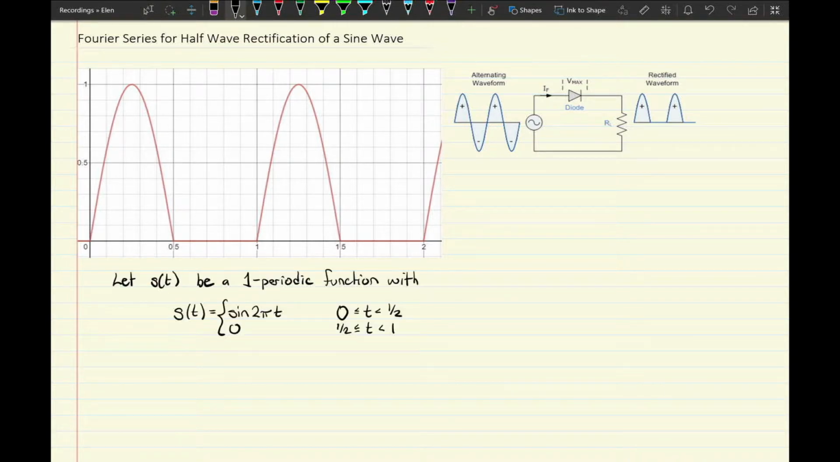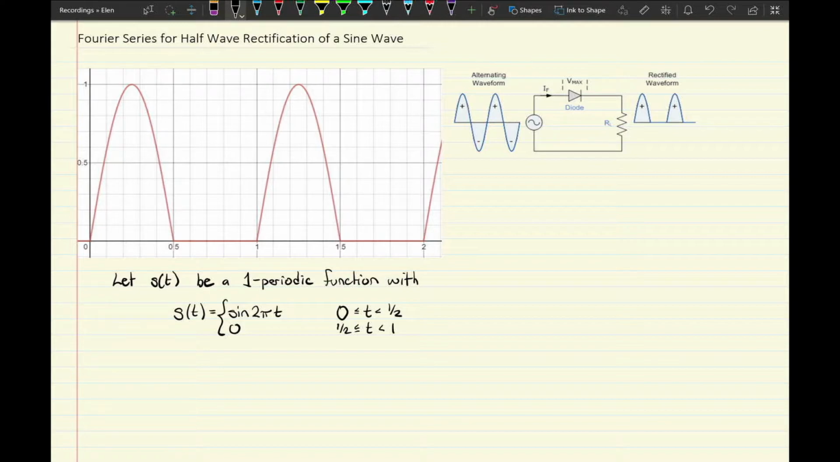Now, for our purposes, it's going to be a lot easier to use integration if we just define s of t as a one periodic function, as a piecewise function here. And we'll just say that s of t is our typical sine wave, sine 2 pi t, with a period of 1, from just 0 to 1/2, and then 0 from t equals 1/2 up to 1. This is going to make it easier to integrate, because trying to integrate that 1/2 sine 2 pi t plus 1/2 absolute value sine 2 pi t is just going to be a lot more of a mess.